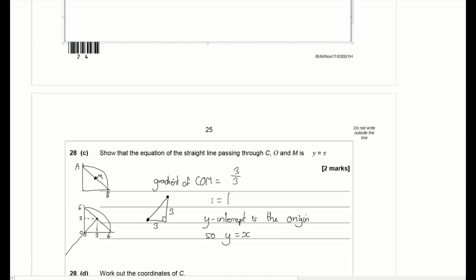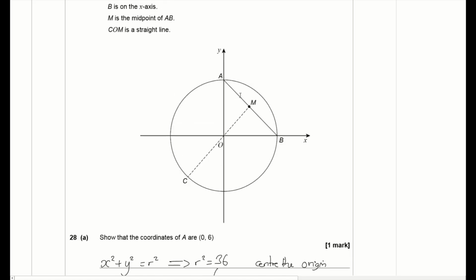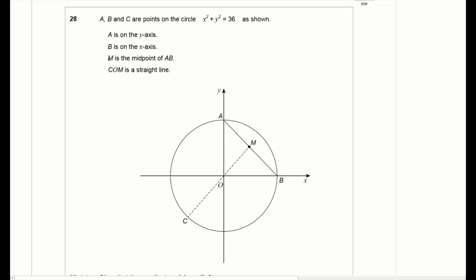For part C, it says show that the equation of the straight line passing through C, O and M is y equals x. So they're saying show that this line here is y equals x. Now we were told that M is the midpoint of AB. Now we already know what A and B are, having just determined those from the previous two parts of the question. So M is just going to be the exact halfway mark of each of those distances.